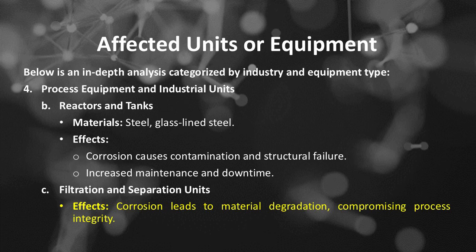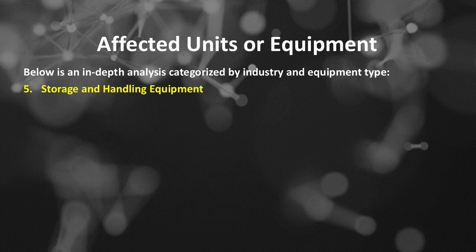Filtration and separation units effects: corrosion leads to material degradation, compromising process integrity. Number 5 of oxidation damage mechanisms, affected units or equipment is storage and handling equipment. Number A of storage and handling equipment is warehouse and storage tanks.